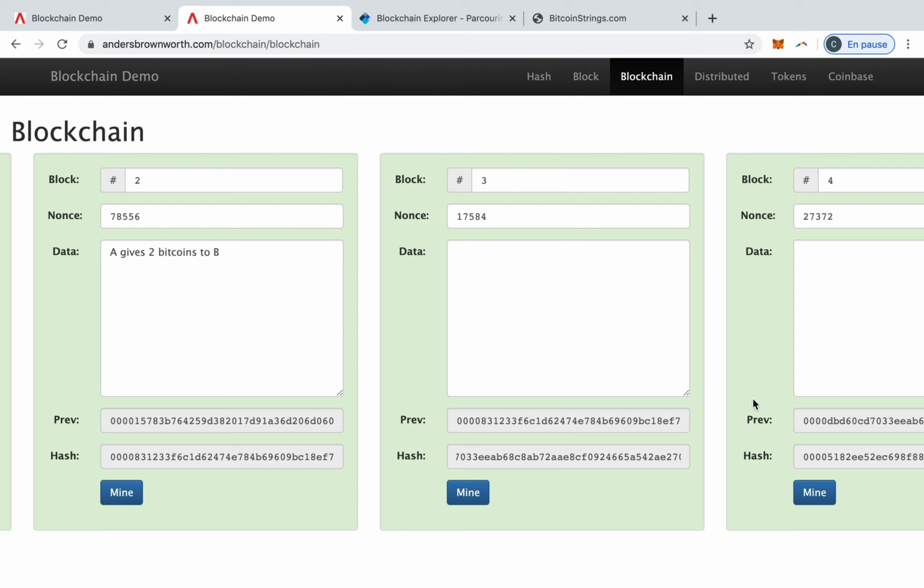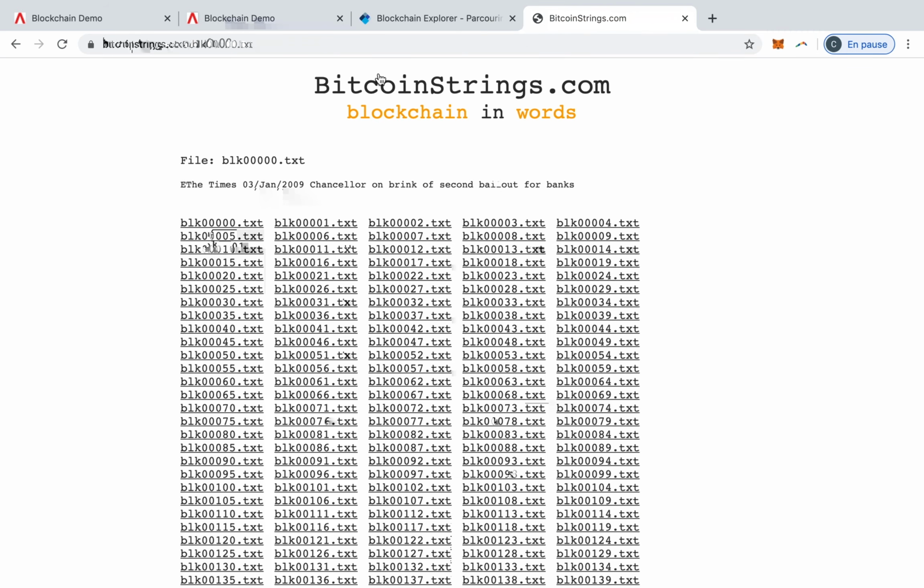Now, I'll end this lecture with a fun thing. It's a website called bitcoinstrings.com. You'll find it in the link. On this website, this developer played a game of writing what's written in the 40 left bytes of a transaction line. Because actually in the Bitcoin blockchain, every line is a transaction. So you got the transaction, A gives 2 Bitcoins to B. At the end, there are 40 bytes left, unused bytes. And it's possible to write something in these 40 left bytes.